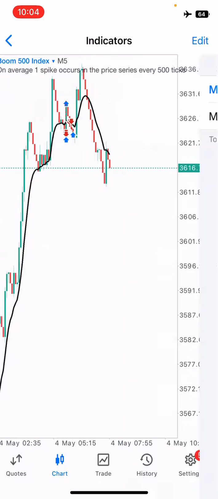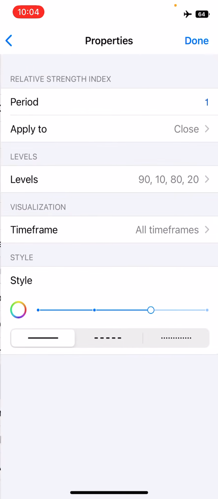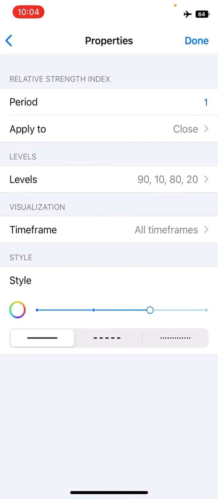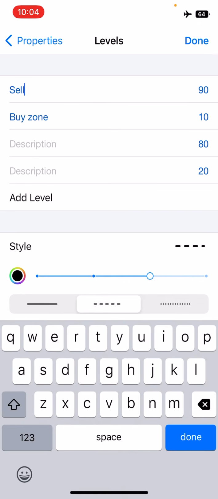The next indicator I want to install is called the Relative Strength Index, or the RSI as you guys might know it, and it's going to have the following properties that you see on my screen. So we have a period of 1, apply to close. Levels, we're going to have level 90, level 10, level 80, and level 20. Okay. Let me just correct this to sell zone. Okay. So your level 80 to 90 will represent the sell zone.